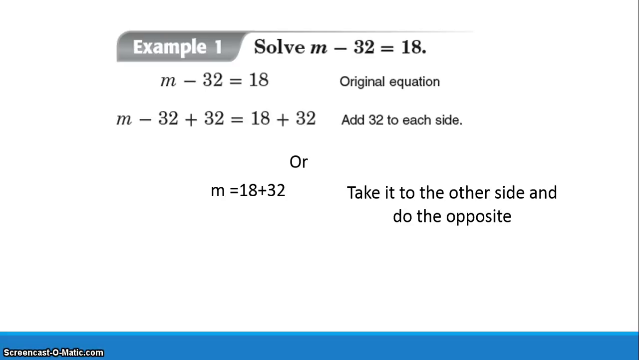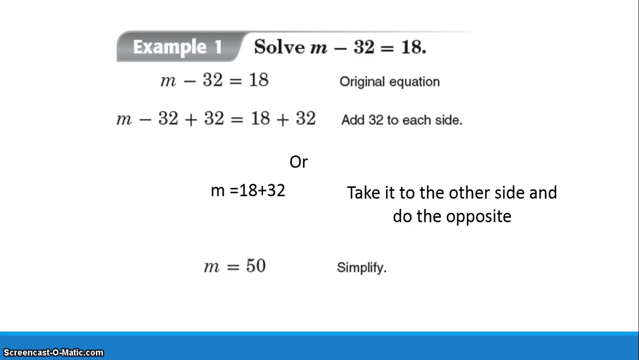Isn't that just exactly the same as having the balanced? So it just saves you some pencil lead, to be honest. And it works every time. It works with all types of problems. Take it to the other side and do the opposite. It's one of my favorite phrases from my Algebra 1 years when I was your age. So the answer still would be 50.